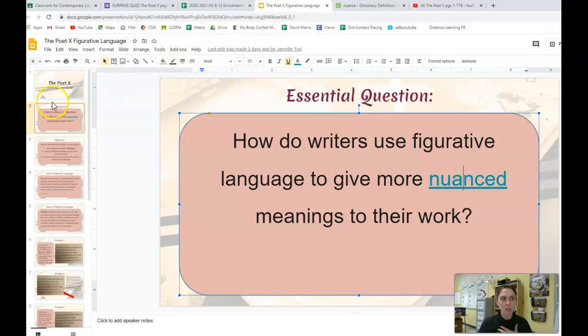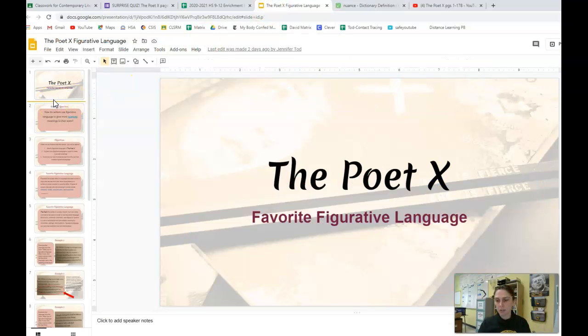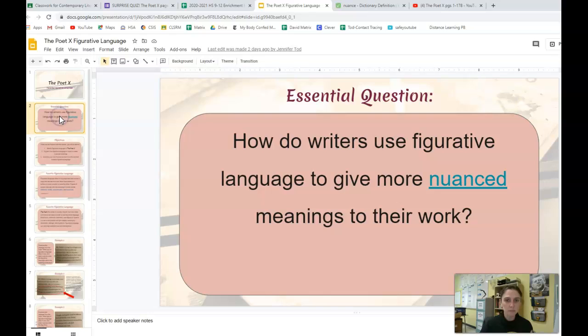When we talk about nuance, we talk about how that can change the meaning of something. So figurative language, you've been studying it for years, ever since grade school. You can identify a simile, you can identify a metaphor, you can tell me when something uses like or as and makes a comparison. That's great, but just being able to identify that something is a simile is not as important as being able to describe how that gives nuances to the work.